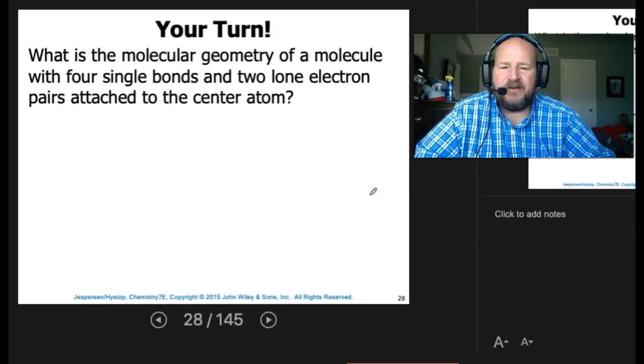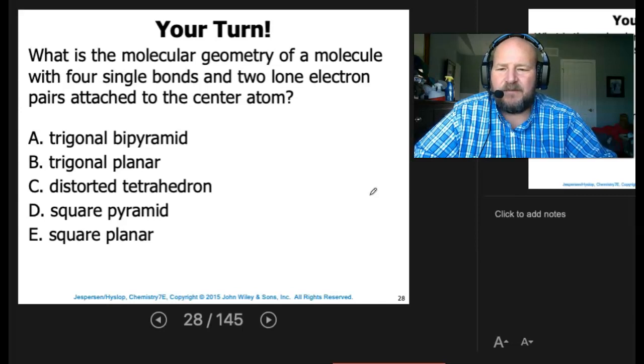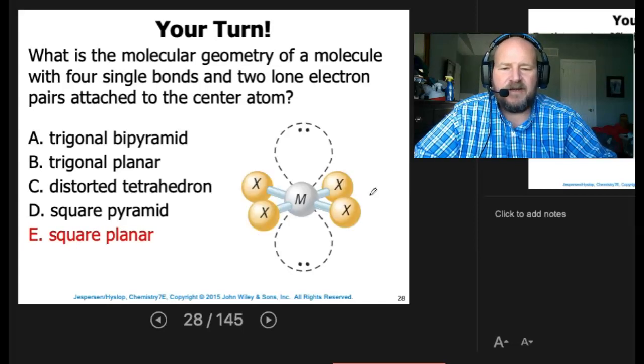All right, so what is the molecular geometry of a molecule with 4 single bonds and 2 lone electron pairs attached to the central atom? So you have 6 domains around the central atom, which means you know you're looking at octahedral. But now we're going to remove the axial positions, and so we're going to be left with square planar. So again, you're going to remove the axial positions.